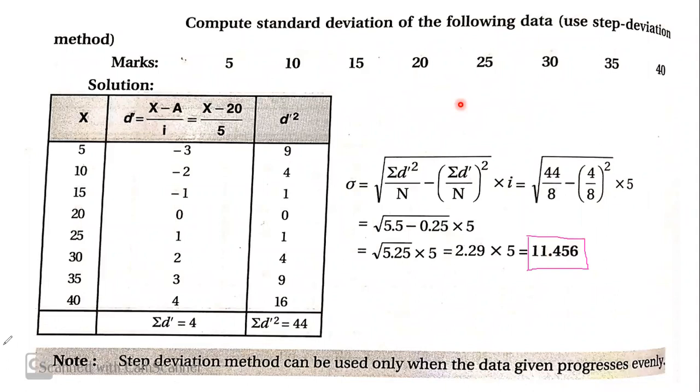A major note is that the step deviation method can be used only when the data is given progressively even. If you have a common difference between the data like you have here, only then will you be able to solve it using step deviation. If that is not given, you cannot use step deviation. So while doing step deviation, first make sure there is a common value you can find out. After that, you can go on and solve the problem. So this is the individual series problem under step deviation.